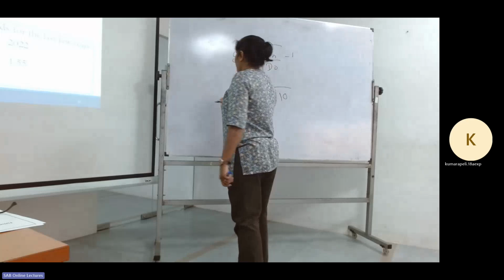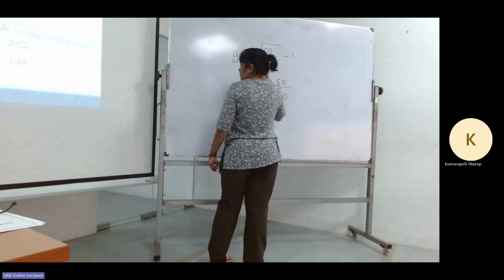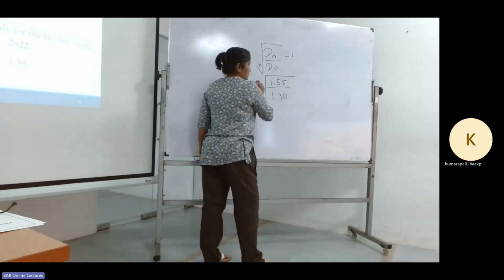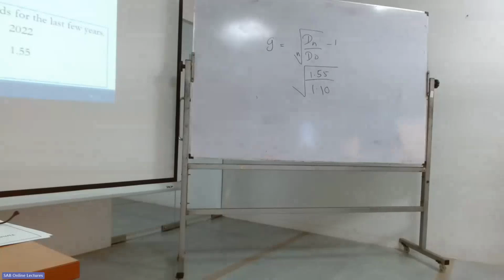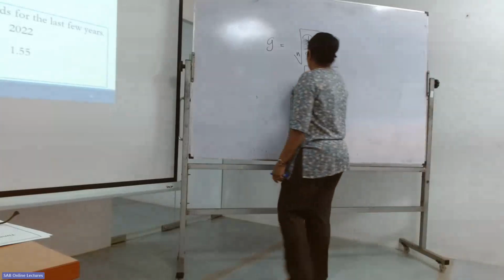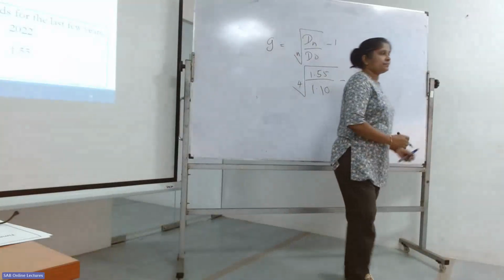Dn is 1.5, square root of n. Now here, n is 5 or 4? This one is 0, then 1, 2, 3, 4. Even though you have 5 years DPS information, n here is not 5, this is 4. Minus 1. What is the answer?